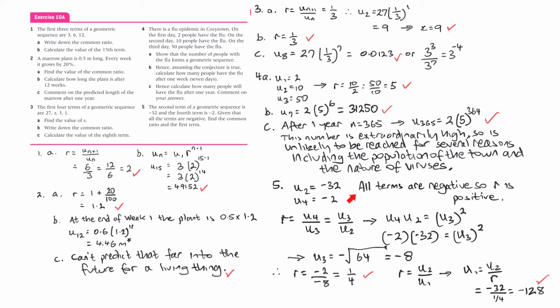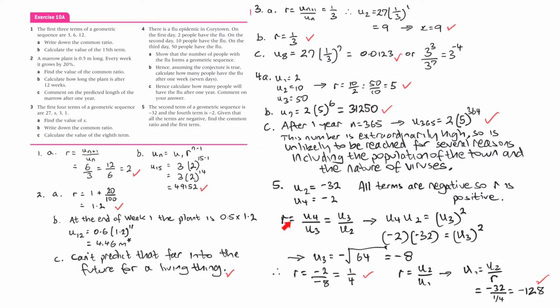So if each term is negative, then R must be positive, because if R was negative, they would alternate signs, wouldn't they, between positive and negative. Now it says given that all the terms are negative, find the common ratio.